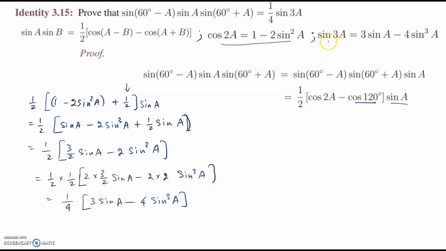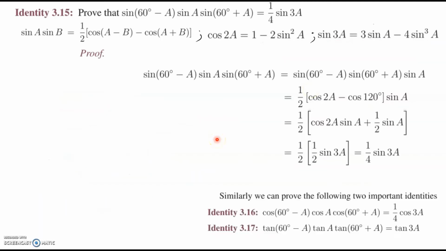Now, here you can see that 3 sine A minus 4 sine cube A is nothing but sine 3A. So, this is equal to 1 by 4 sine 3A. Hence, the proof of this problem. And similarly, we can also prove that cos(60 minus A) cos(60 plus A) is equal to 1 by 4 cos 3A, and tan(60 minus A) tan(60 plus A) is equal to tan 3A.